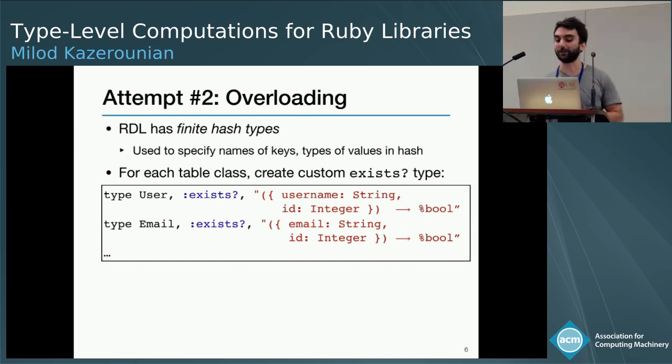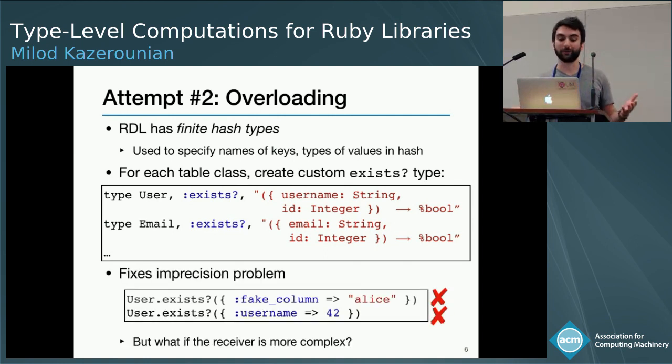So for the User class, we could say exists takes an input hash that maps username to string and ID to integer. For another class Email, we could say it maps email to string and ID to integer, and so on for every table class in our program. And this would solve the imprecision problem that we just saw, and we'd be able to catch those errors we saw on the previous slide. But unfortunately, it's not going to work for more intricate kinds of queries, and in particular, when the receiver of an exists call is more complex.